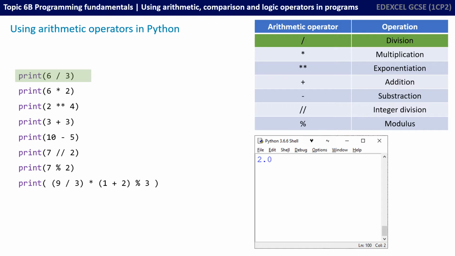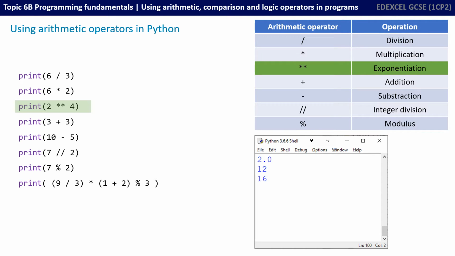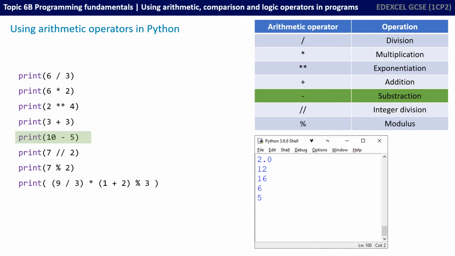So let's start with arithmetic operators. And first of all, division. If I do print 6 divided by 3, I get 2.0. 6 multiplied by 2 obviously gives me 12. 2 to the exponent of 4 gives me 16. 3 plus 3 obviously gives me 6. 10 minus 5 prints 5.